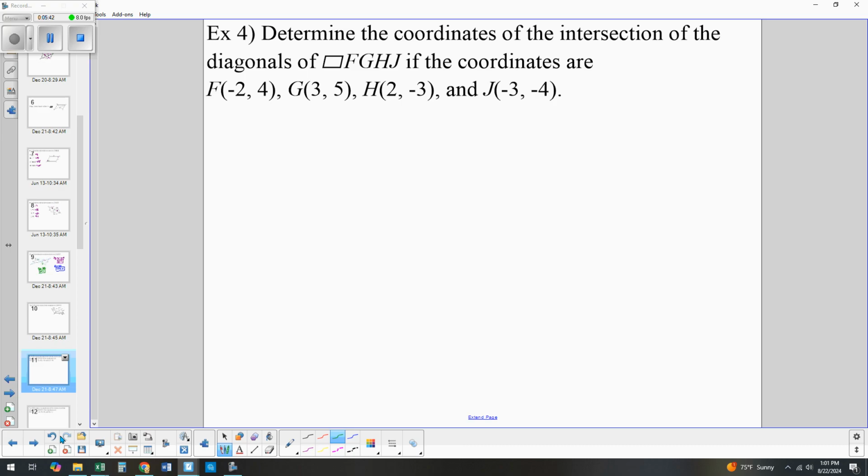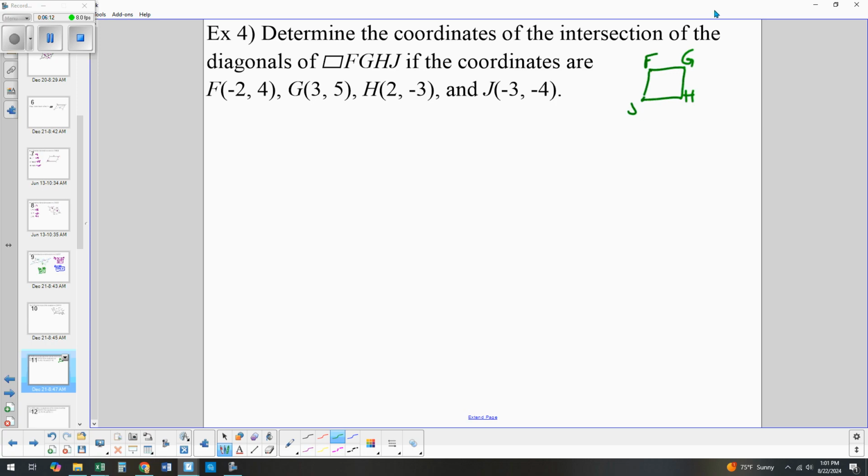We want to determine the coordinates of the intersection of the diagonals of parallelogram FGHJ if these are our coordinates. So I'm going to do a little rough sketch, FGHJ. The way I labeled this, it might not match where it would have been exactly on the graph, but when you are naming a parallelogram, once you start going either clockwise or counterclockwise, you can't jump around. So if I started here and went F to G, I can't jump down here to H. I have to continue on to H, then J.